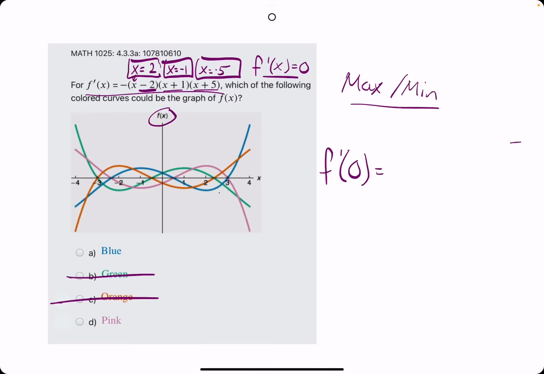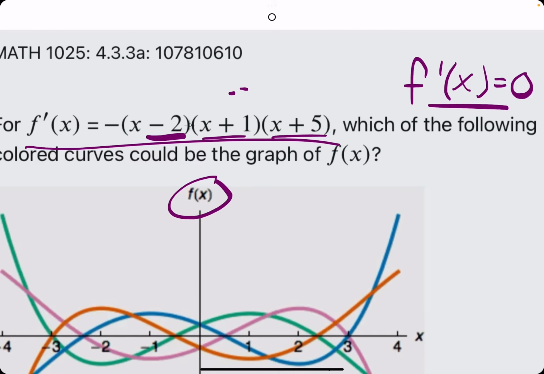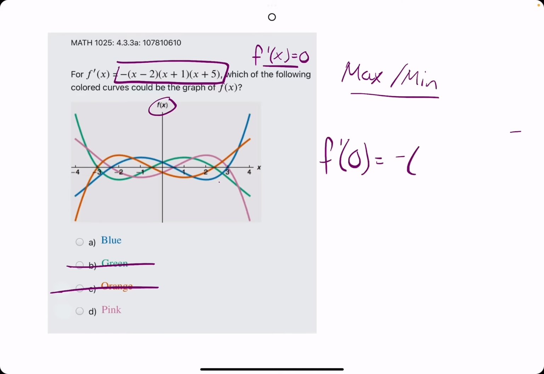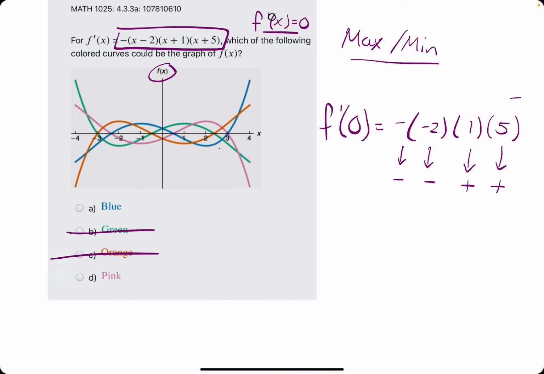And what this is going to tell us is the slope of the function f at x equals 0. So if we plug in 0 to this equation, we have 0 minus 2, so -2, 0 plus 1, +1, 0 plus 5, +5. So we have a negative times a negative times a positive times a positive. So two negatives, an even number of negatives in the whole thing, results in a positive.